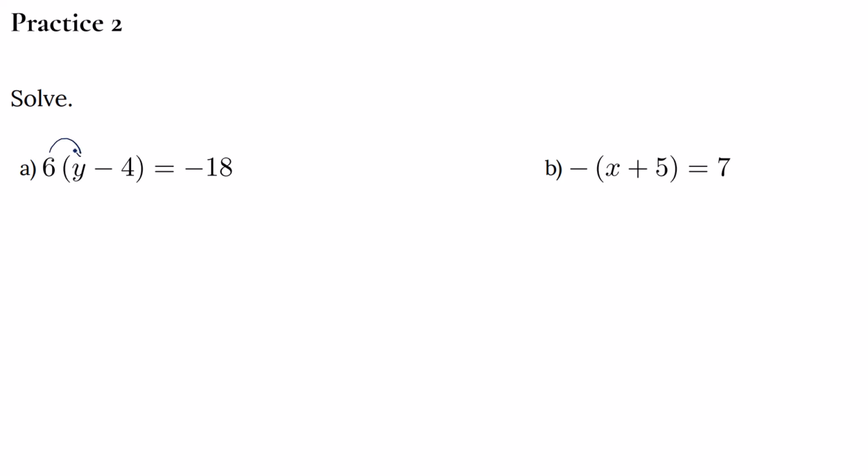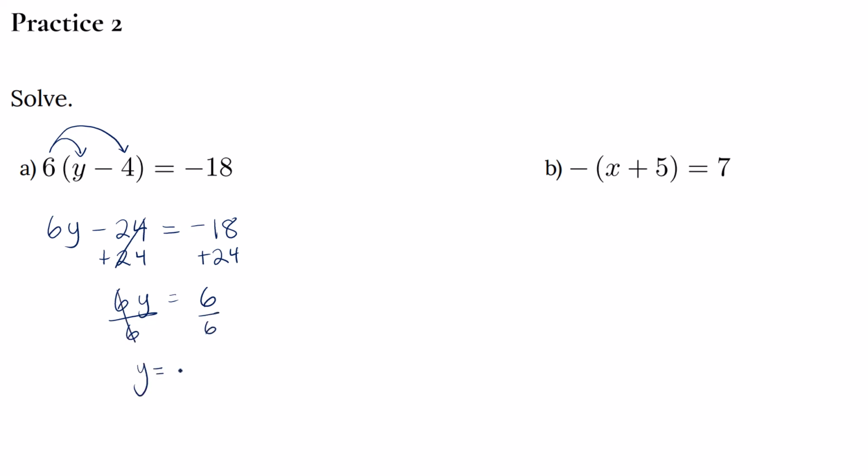So 6 times y is 6y. 6 multiplied by the -4 is -24, and that equals the -18. Then we can solve this just like we were solving equations like this before. Add 24 to both sides. We get 6y equals 6, and then divide by the 6. And our final answer is y is 1.